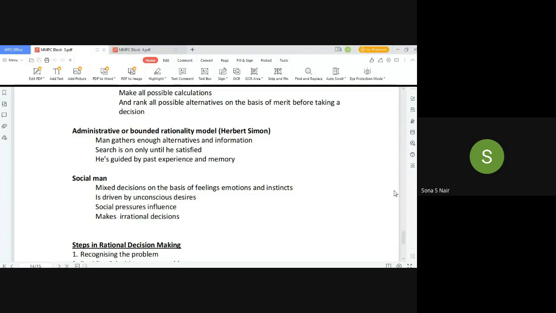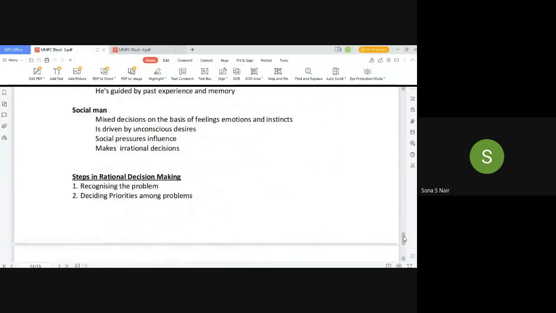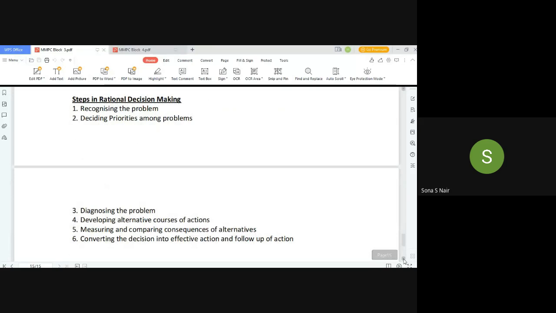So like with all the other concepts of management, these models or theories are not complete, and any one theory is not complete. The complete understanding of the topic comes after studying all those theories. And that is how the field has grown. Okay. There's one more subtopic left here, which is steps in rational decision making.